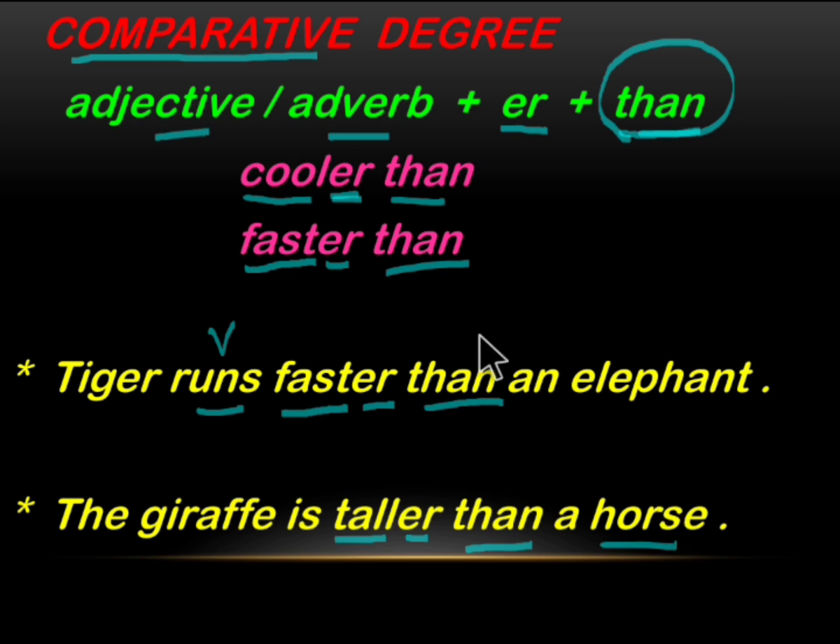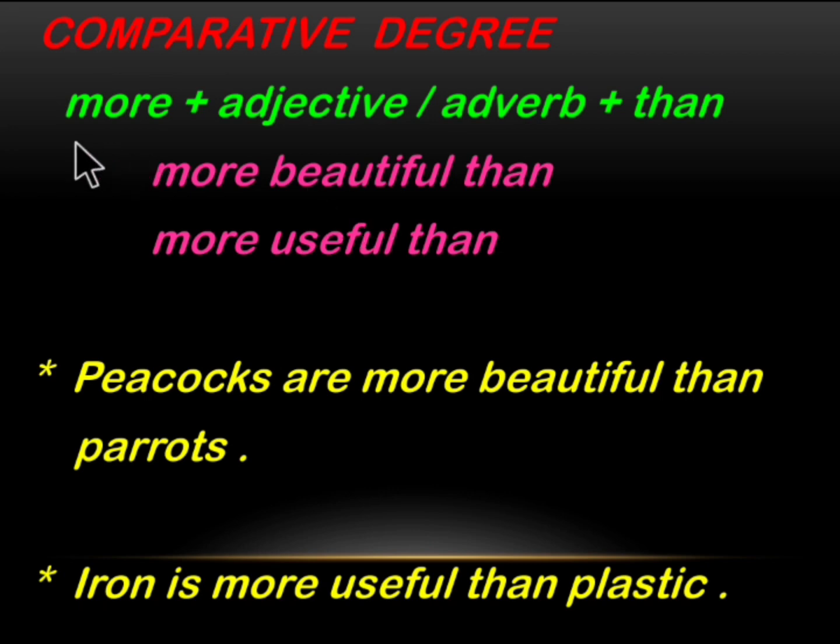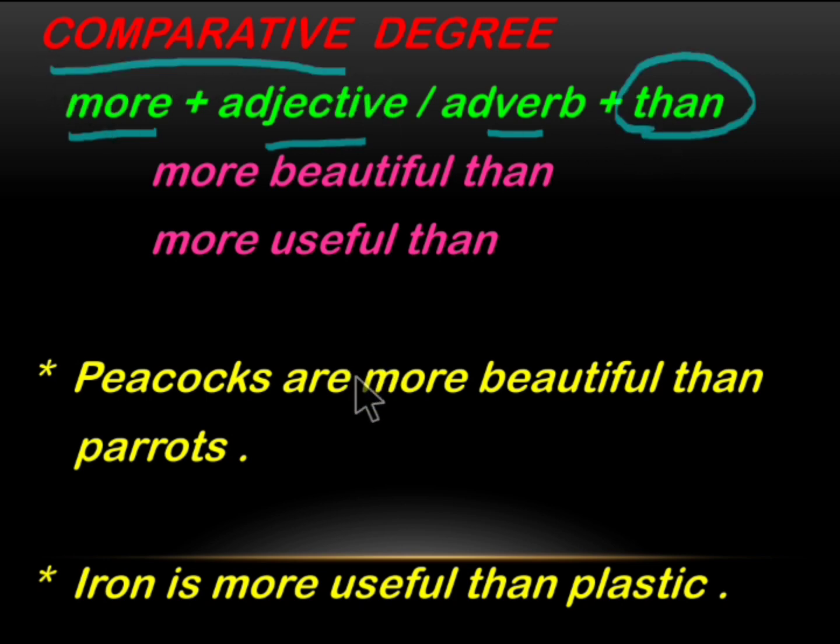This is comparative degree. So for comparative degree, we use adjective or adverb plus er plus than. Not all the adjectives or adverbs will accept the er form. In that case, if the adjective or adverb does not accept the er form, then we use more in the comparative degree. So more plus adjective or adverb plus than. Again, this than is very important in the comparative degree. So more beautiful. We cannot add er.